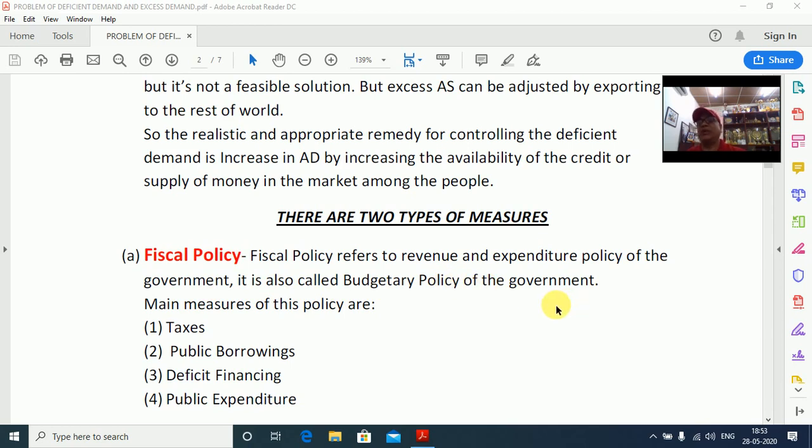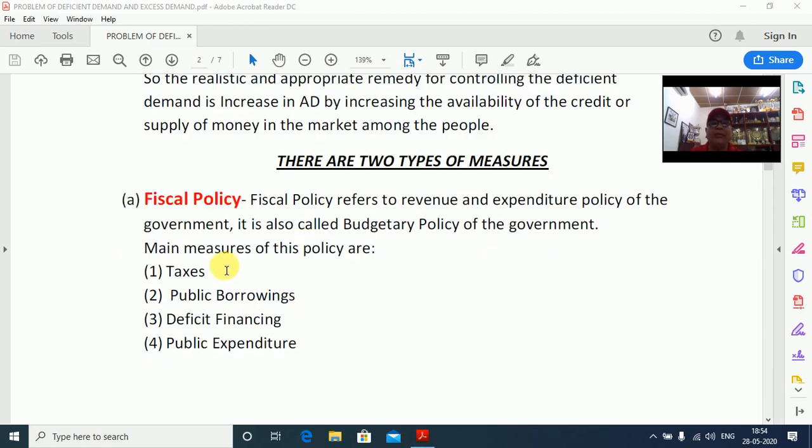So in fiscal policy, what is included? The government's revenue and the government's expenditure. So what are the main parts of fiscal policy? One source of revenue is taxes. So taxes are part of fiscal policy. The second source of revenue is public borrowing. When the government borrows money from the public, through that the government generates revenue. Third is deficit financing. When the government finances the deficit by borrowing from the rest of the world or RBI, it generates revenue.